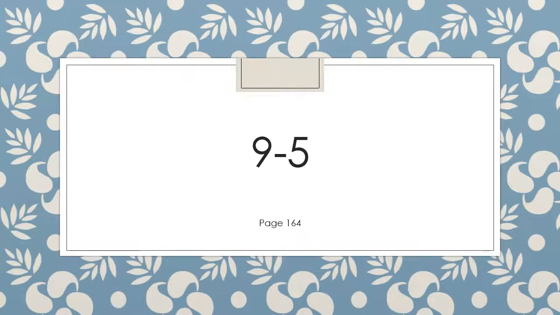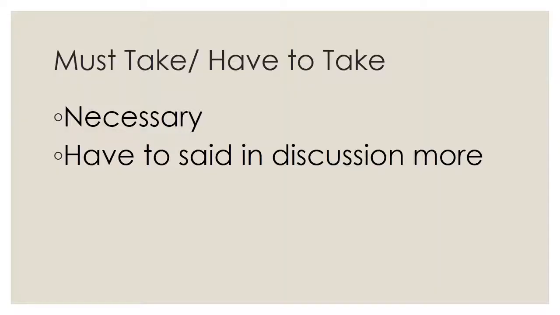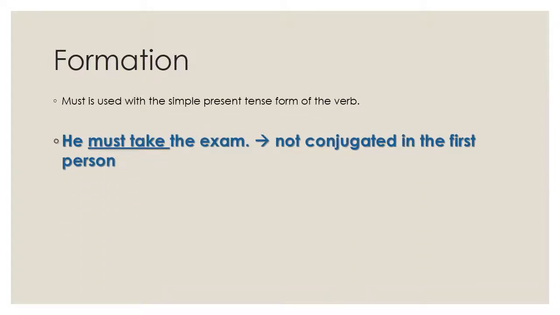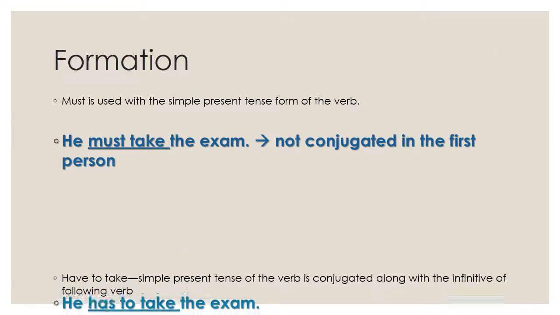All right, 9.5, page 164. I'll be referencing the chart. Must take and have to take are basically the same thing. They mean that it needs to be done. It's necessary. You are going to use have to in discussion more because must is seen as too strong to use in language. Formation: with must, you're using the modal must and the simple first person present tense form of the verb. So you can see in the example, he must take the exam, you're not conjugating it. So you're not going to say he must takes the exam.